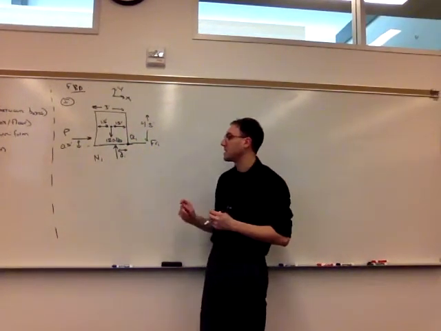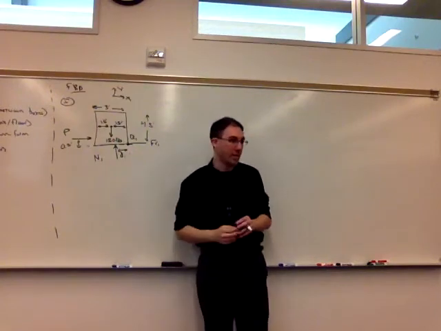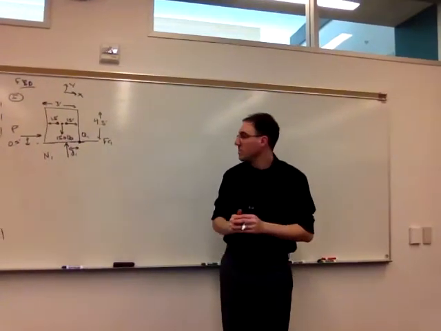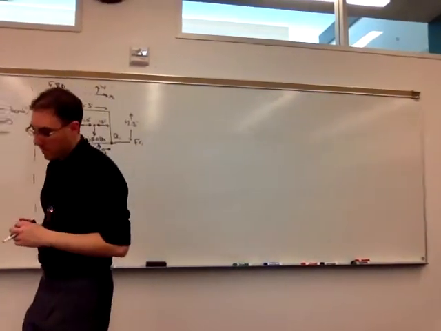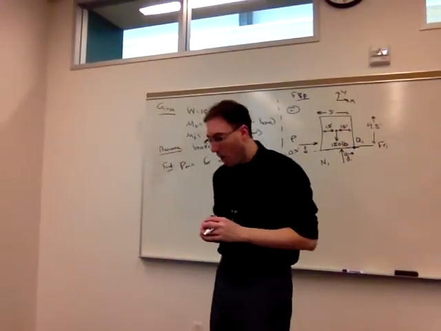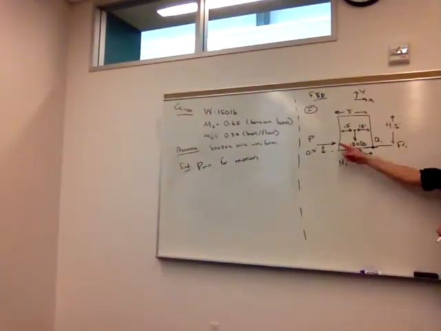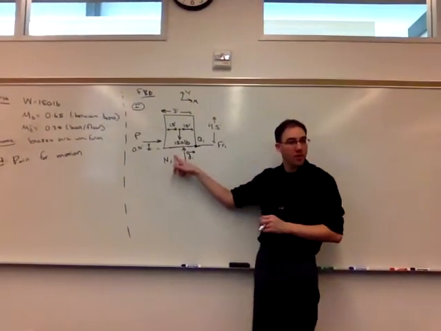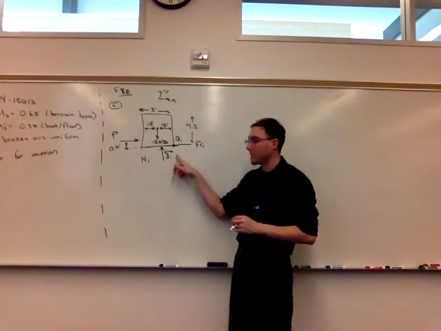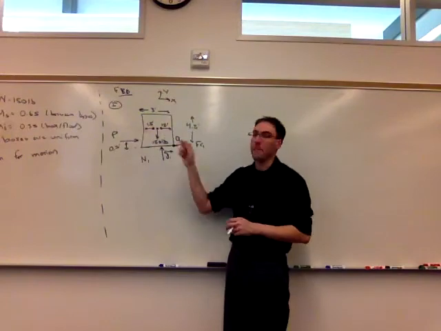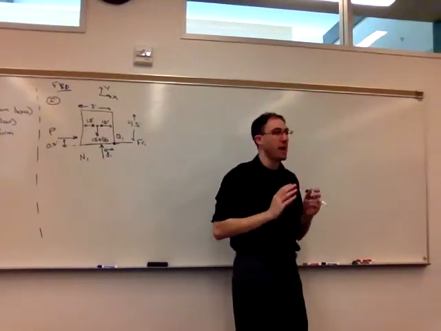So N1 at some location I don't know yet. Right, so those are all the forces acting on this. There are 4 unknowns here because I don't know the normal force yet or the distance of where it's located, the friction force and P. So 4 unknowns in the free body diagram.